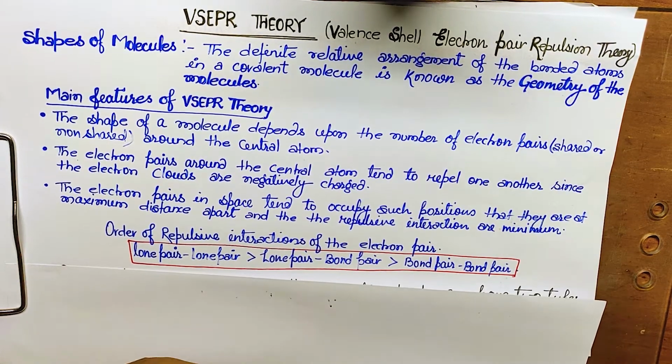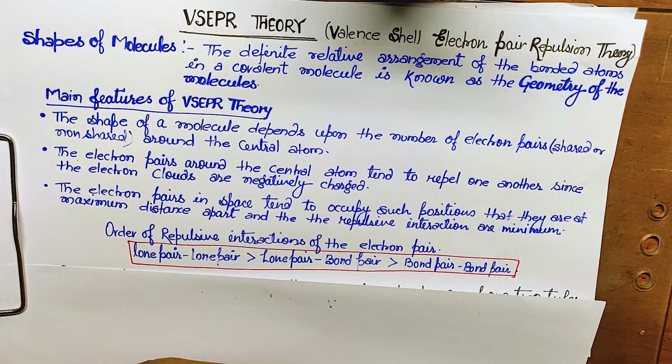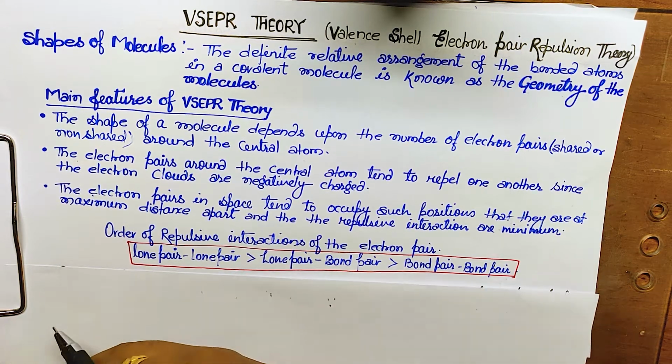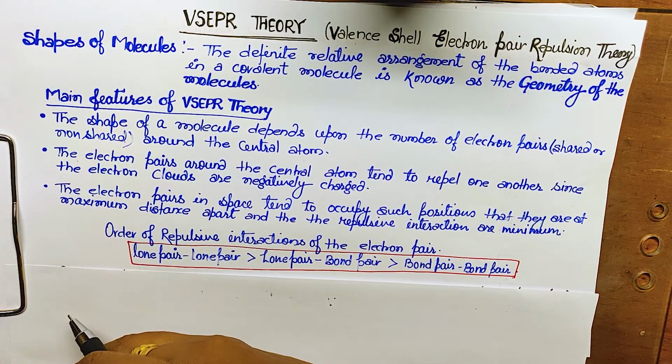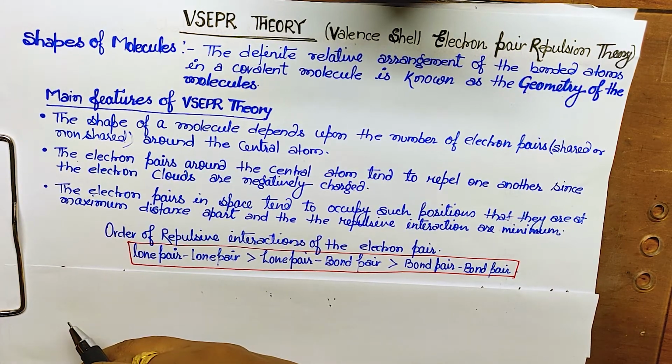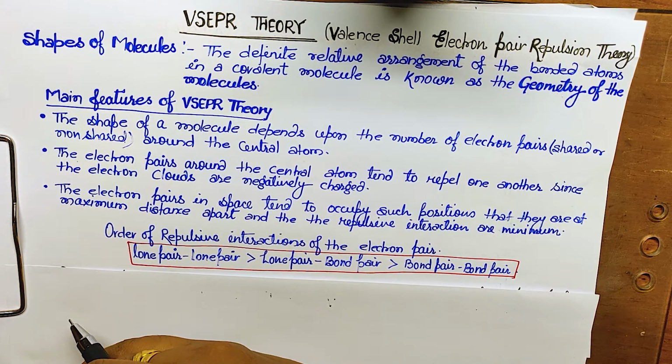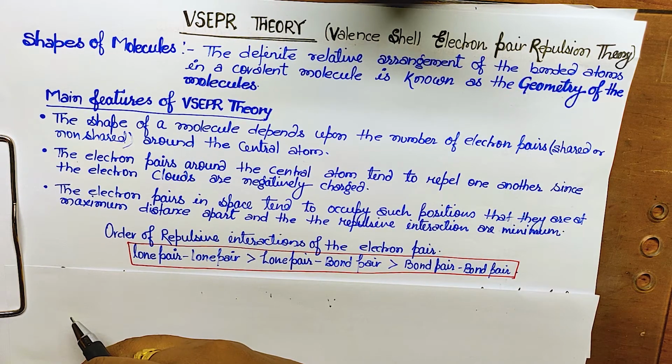Today we are going to start VSEPR theory, that is valence shell electron pair repulsion theory. We have done how the structure can be found by hybridization. Now we will understand about the regular and irregular geometry of that, which we can also call the shape. So let me explain the shape of the molecules.